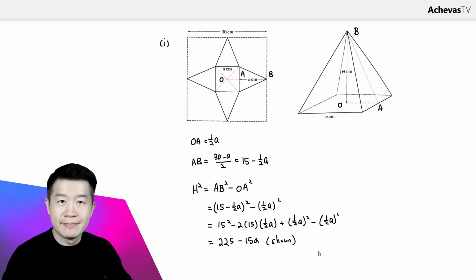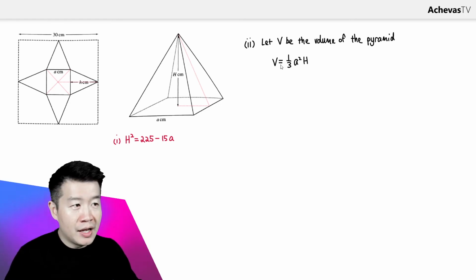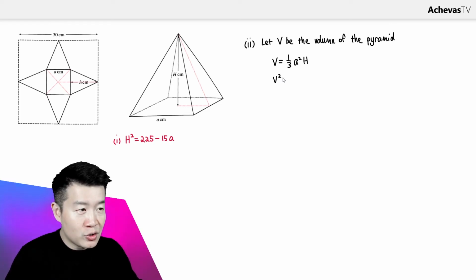Shown. The volume V of the pyramid is going to be 1 over 3 base area, which is a square, so A times A, multiplied by the height H. If we were to try to express V in terms of A, H is going to be replaced by the square root of 225 minus 15A, which means that finding dV/dA is going to be complicated. We're going to do an improvisation. Let's try to square both sides. So I will have 1 over 9 A to the power of 4 H squared, and H squared can be directly replaced without doing the square root.